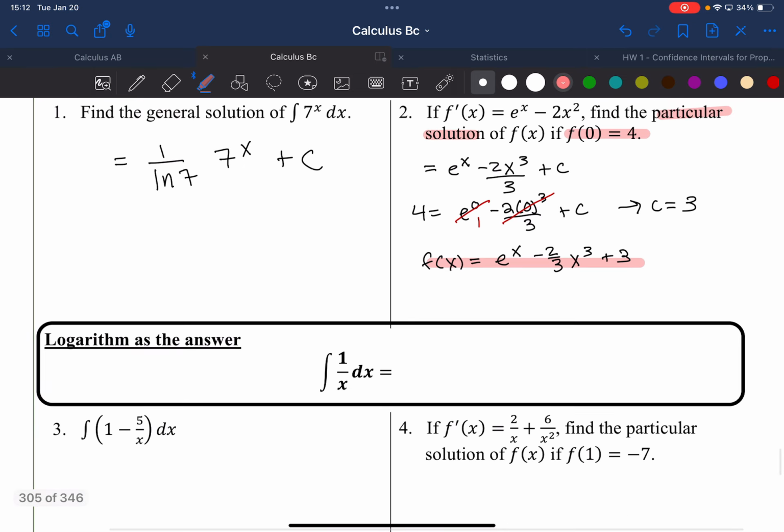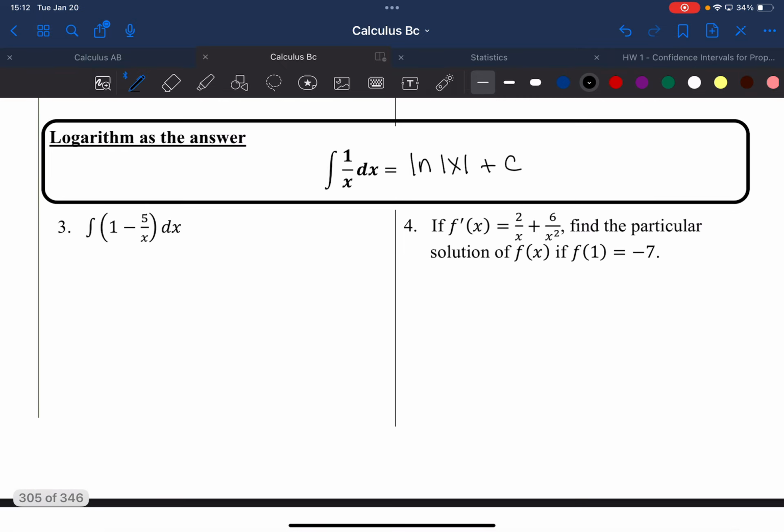Okay, let's look at logarithm. So if we're looking at this integral, this is the integral of 1 over x dx. What would we have to take the derivative of in order to get 1 over x? The natural log, which means the integral of 1 over x dx is the natural log of x plus c. Just make sure we put that x value in the absolute value, so we're only plugging in a positive x into the natural log.